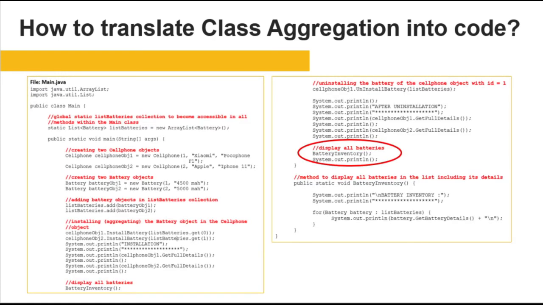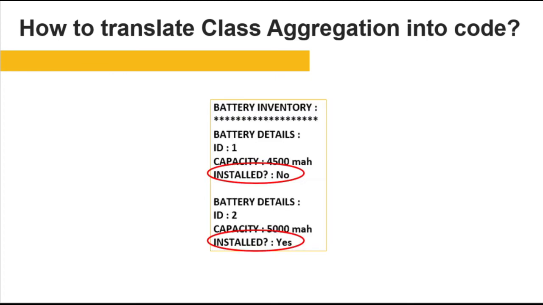Lastly, we printed again the details of each battery object by calling a battery inventory method of the main class which iterates to each battery object stored inside the list batteries collection. And this will be the output upon execution showing the contents of the list batteries object collection. Notice that the first battery object is now available since the isInstalled class field is now false. Additionally, notice that only the specific battery previously assigned to the cell phone object with ID equal to 1 is the one which is affected, and it will not change the isInstalled class field of the other batteries in the inventory.